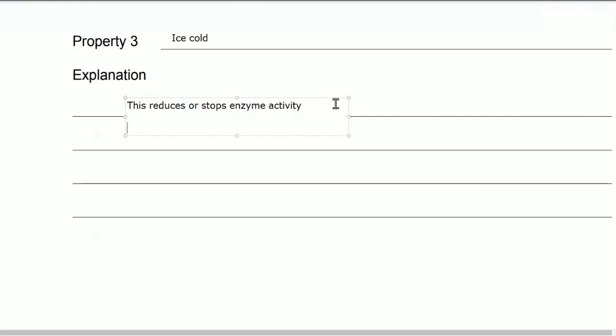So property number 3, we want an ice cold solution. So we want it really cold, and this is to reduce enzyme activity. And that will get you the 3rd mark. Obviously, you don't want enzymes going about their everyday business, especially if those enzymes will digest parts of the organelle. You might have proteases digesting proteins within the organelle, and we don't want that to happen, so we stop the enzymes from working, essentially.